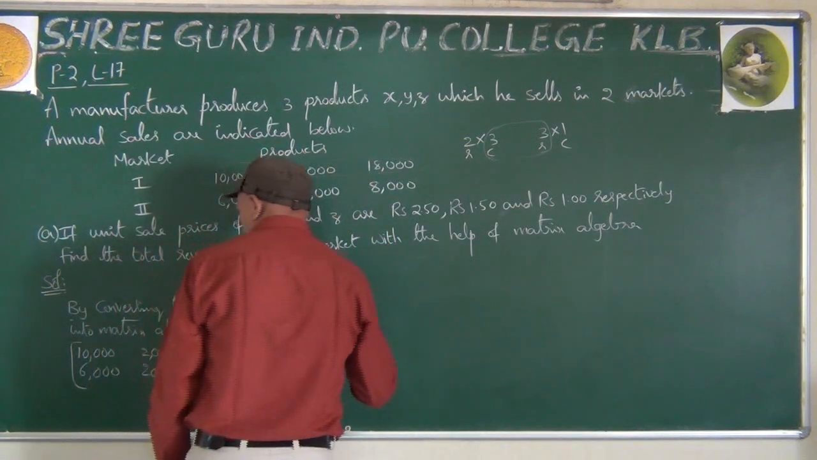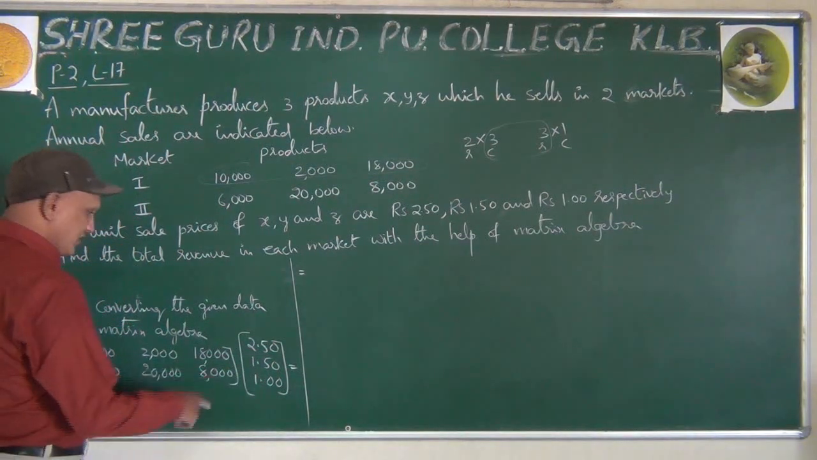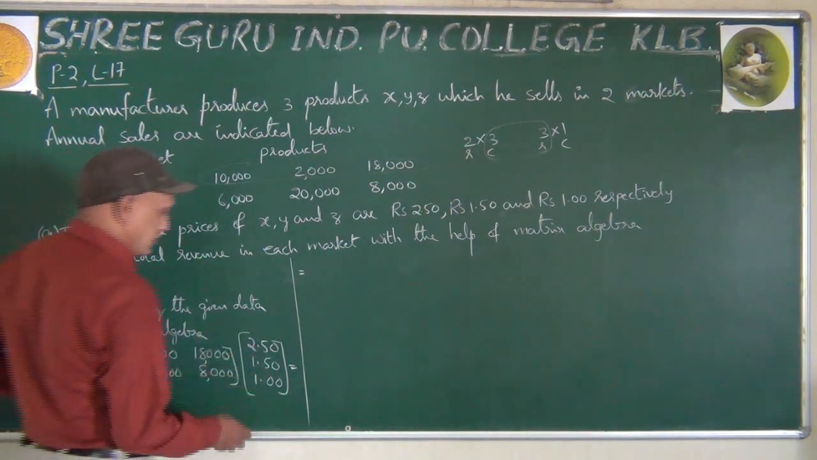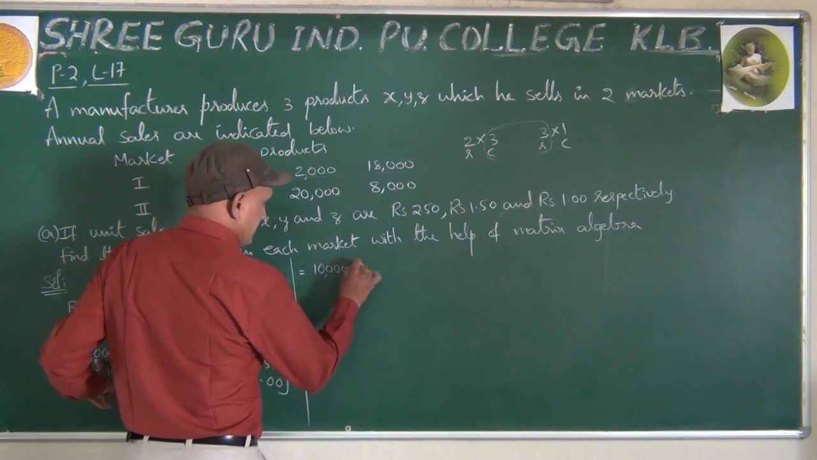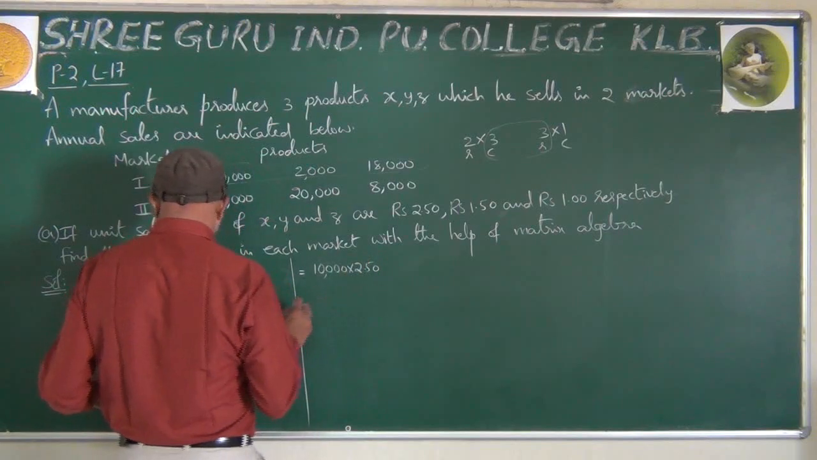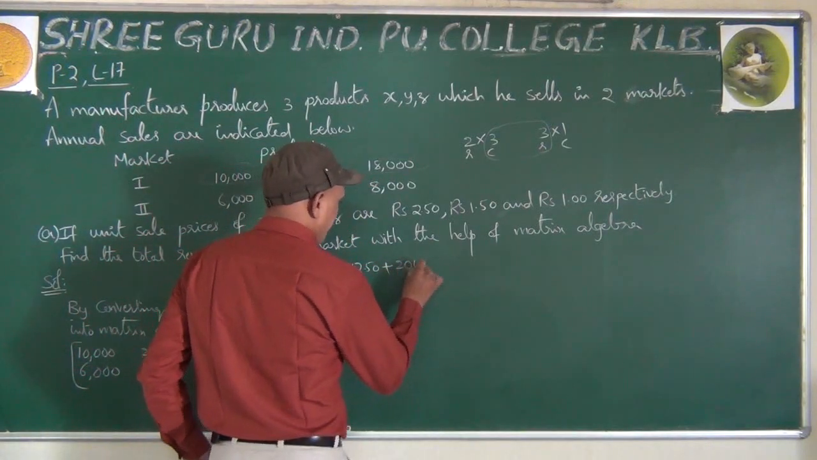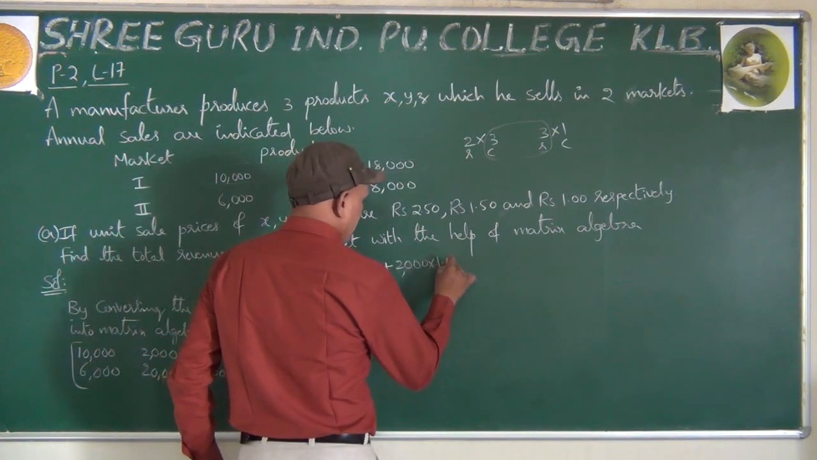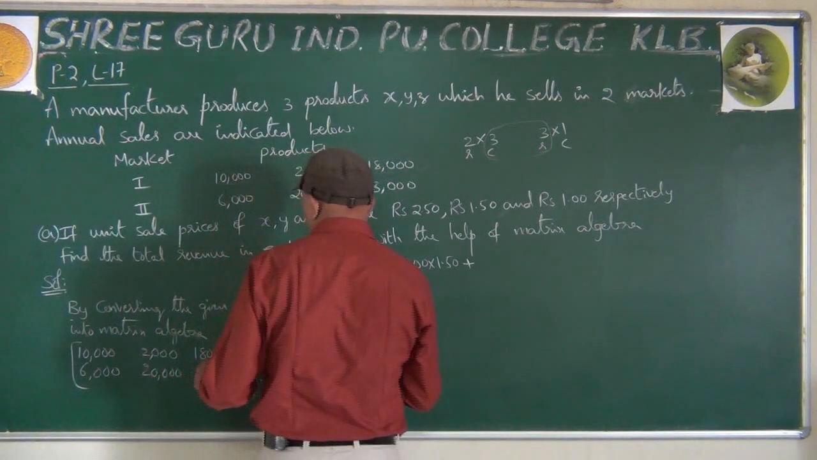Right. Let us multiply. First row, first column. Only 1 column is there. First row, this column: 10,000 into 2.50 plus 2,000 into 1.50. You multiply on your own.